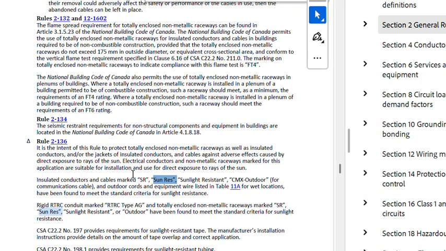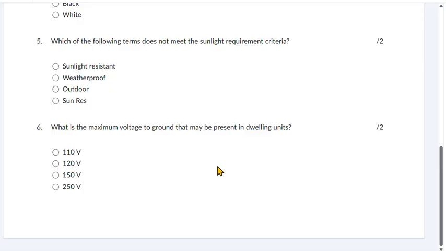2-136. Here we go. The intent of this rule is to protect totally enclosed non-magnetic raceways as well as insulated conductors when they're outside, basically from the effects of the rays of the sun. Those need to be marked as SR, which means sunres, or they say sunlight resistance, or they say outdoors. What they don't say is weatherproof. So which of the following terms does not meet the sunlight requirement criteria? The answer is B, weatherproof.